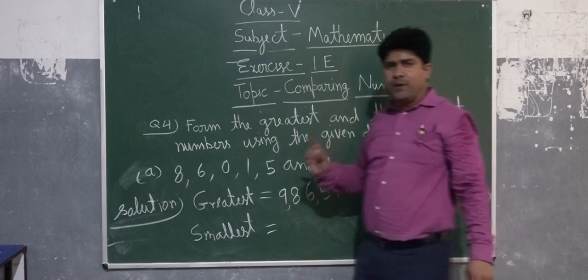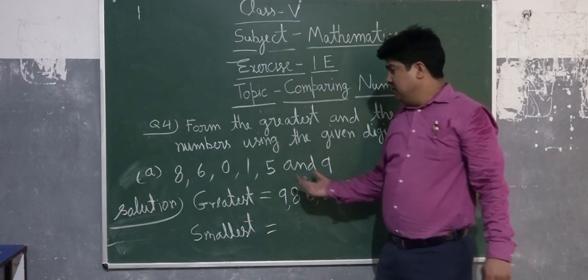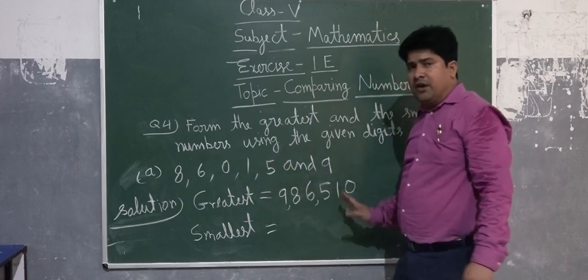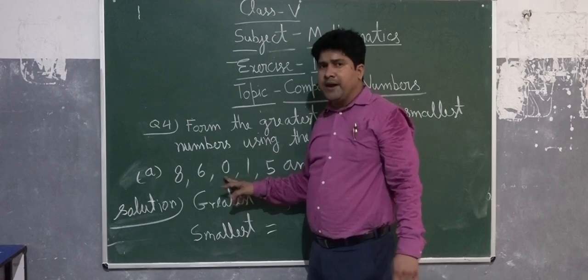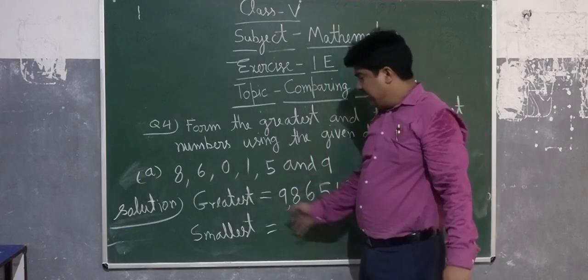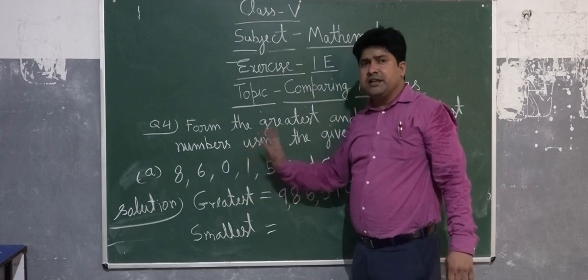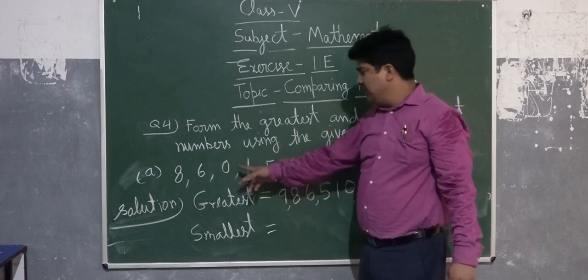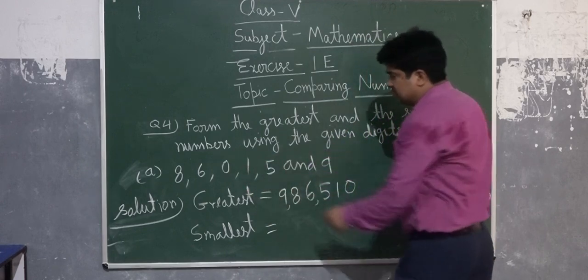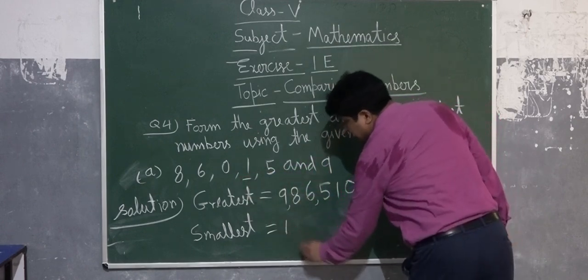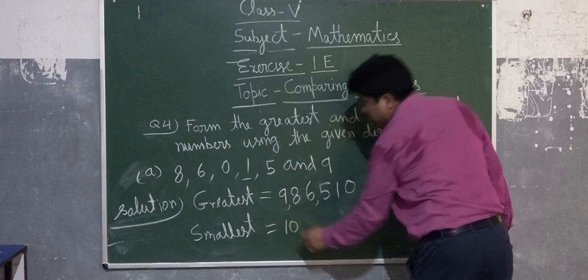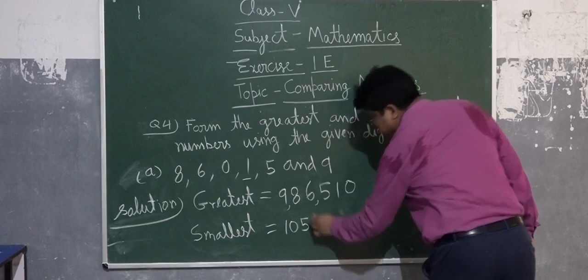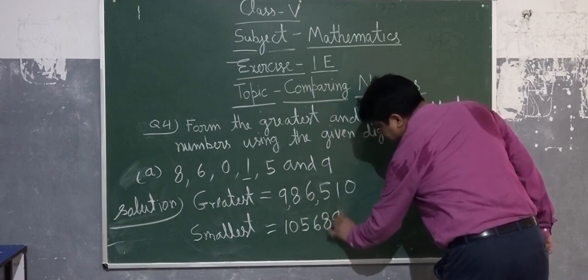Now it is saying form the smallest number. Again, if you want to write the smallest number, we will place first the number which is smallest among them. We are looking, 0 is smallest, but if we put 0 at the left of any digits, it has no value. So we will put 0 in the second place. We will write the second smallest number. The second smallest number is 1. Then after it will come 0. Then the third smallest 5, 6, 8, 9.